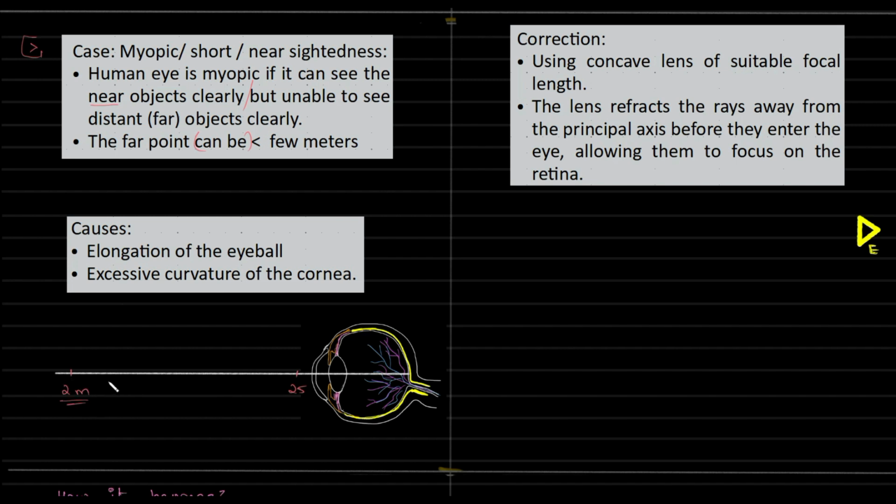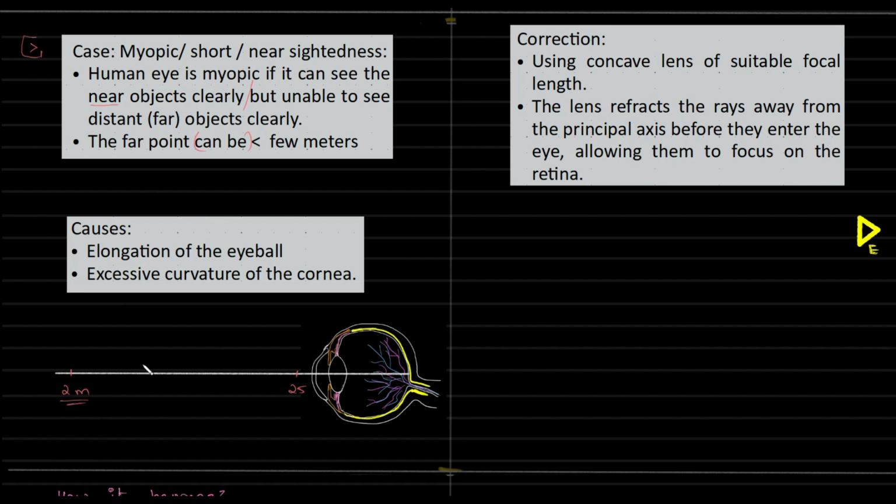Again, this is not fixed. It depends on the amount of the problem. So this far point is not infinity for a person who is myopic. It is way less than infinity, even a few meters away.